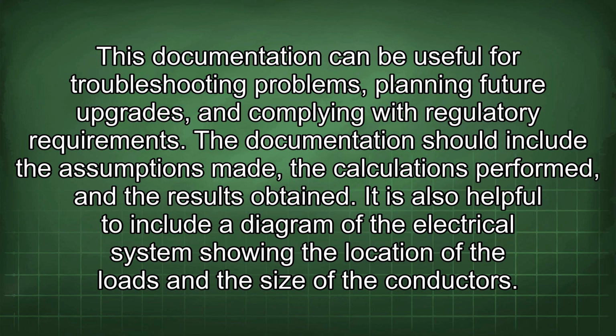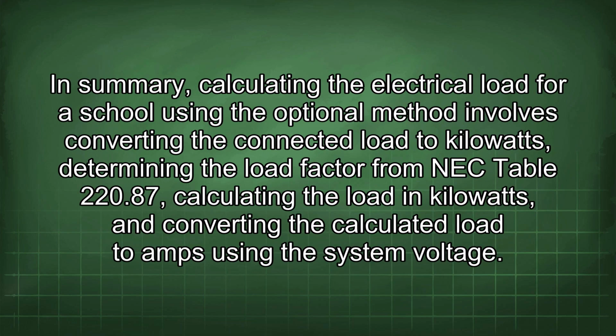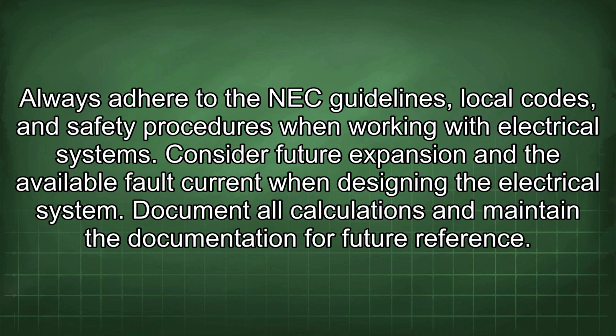In summary, calculating the electrical load for a school using the optional method involves converting the connected load to kilowatts, determining the load factor from NEC Table 220.87, calculating the load in kilowatts, and converting the calculated load to amps using the system voltage. Always adhere to the NEC guidelines, local codes, and safety procedures when working with electrical systems. Consider future expansion and the available fault current when designing the electrical system.